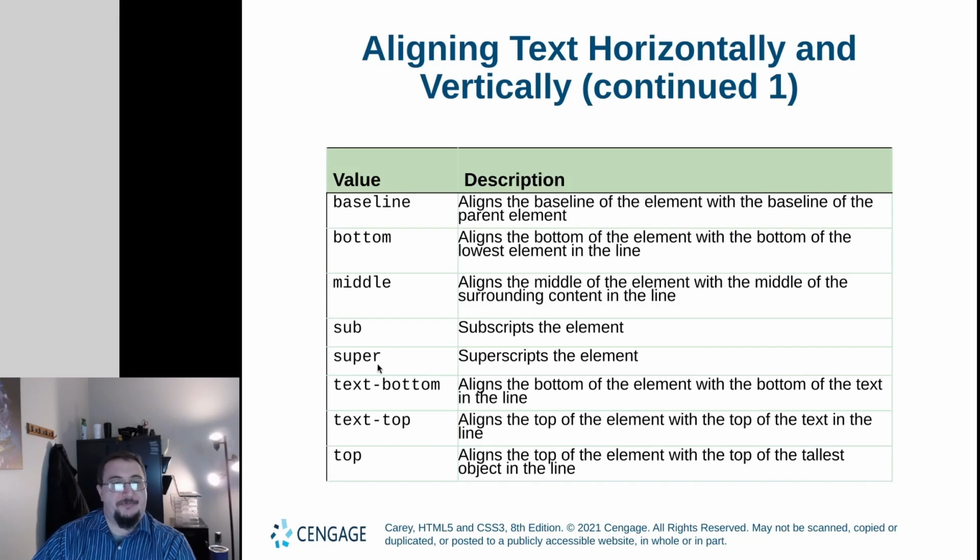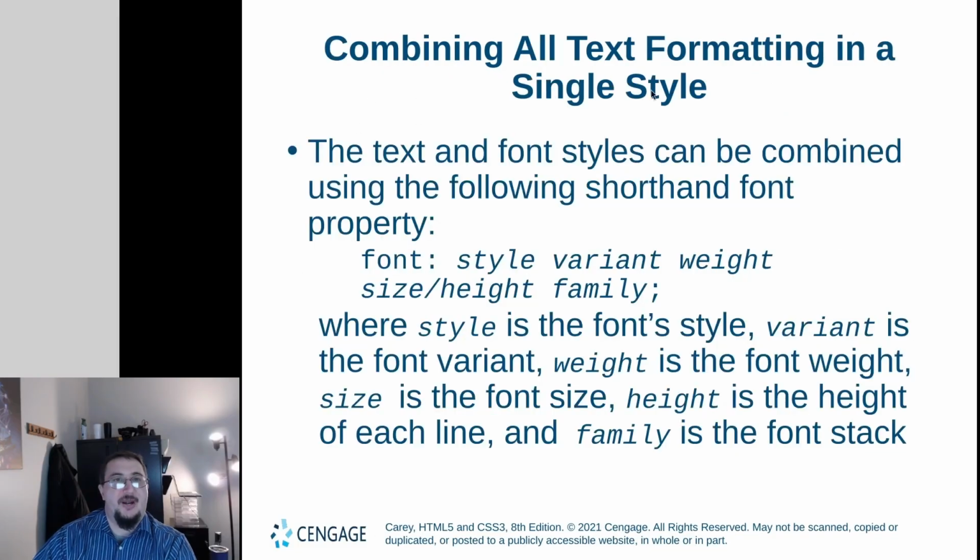Subs and superscripts, you can set those to be on a certain font. You can also do everything on a single line. I would suggest at first you start doing everything separately so that you have a strong, good idea of what each thing is doing, because you have to do them in a certain order. So in order, you can do font style, variant, weight, size/height, and family.